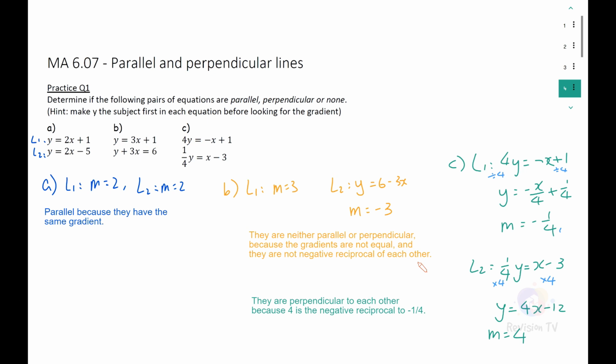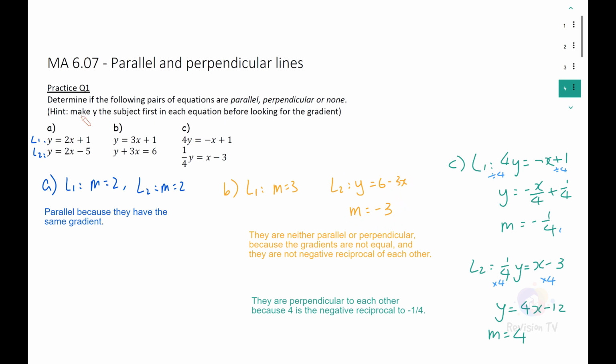Here are the answers. Now, question A, a fairly straightforward one. You can compare gradients. They are parallel because they have the same gradient. They're 2. For question B, the first equation, the gradient is 3, which is quite easy to see. But for the second line, you have to first of all make y the subject by moving 3x to the right hand side, which becomes negative 3x. Therefore, the gradient is negative 3.